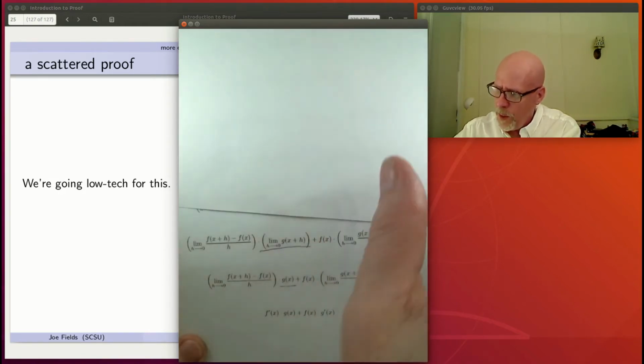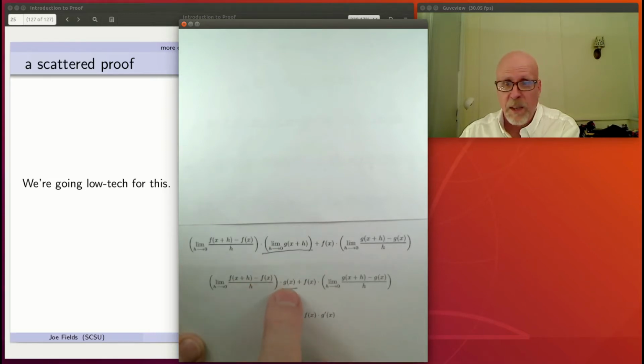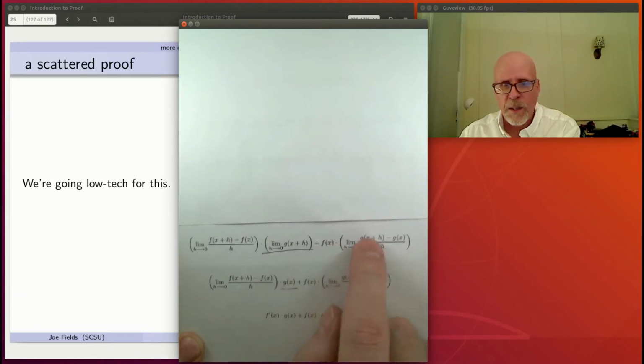Down below, we have things that involve f's and g's. Well, I should point at this one. You could distribute this g of x into the limit here because it doesn't have an h in it, right? You could get it inside the limit, and you'd have f of x plus h times g of x and minus f of x times g of x. Well, that's cool. I do want an f of x times a g of x. But I'm already going to get one of those from the other part. I get an f of x that I can distribute into this other limit, and I'd get minus f of x times g of x.